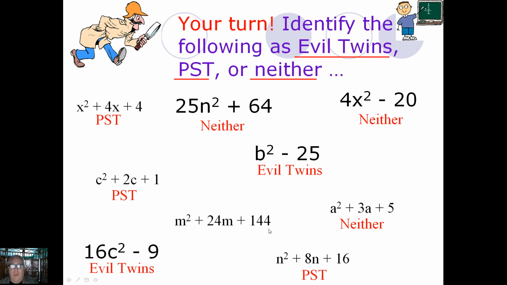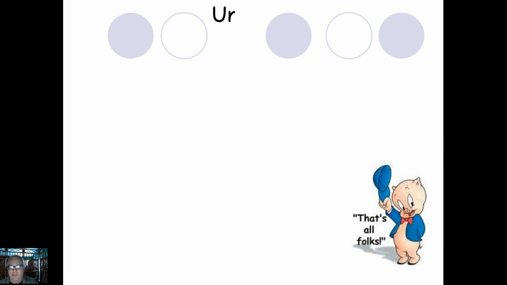How about this one? M squared plus 24m plus 144. Is m squared a perfect square? Sure is. Is 144 a perfect square? Yes. If you take the square root of 144, that's 12, times it by 2, do you get 24? Correct answer is indeed PST.